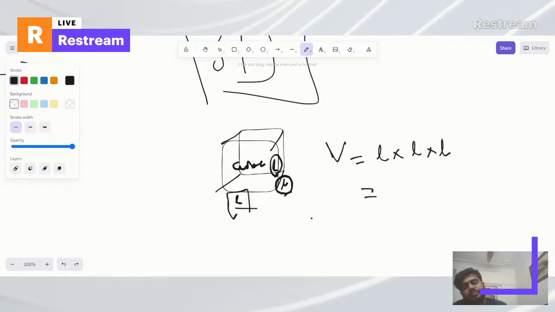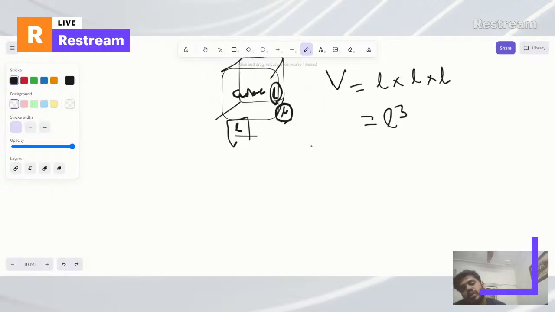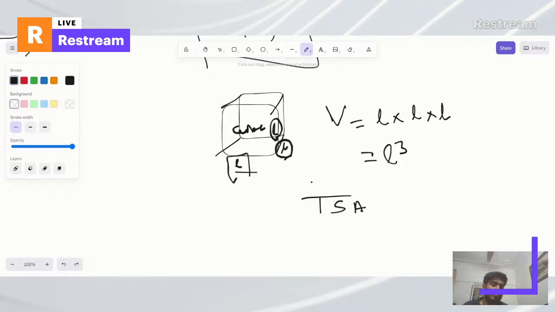All right, so this becomes what? This becomes length cube. Now talking about total surface area, it's going to be pretty simple. How many faces do we have when it comes to a cube? We have around six shapes.